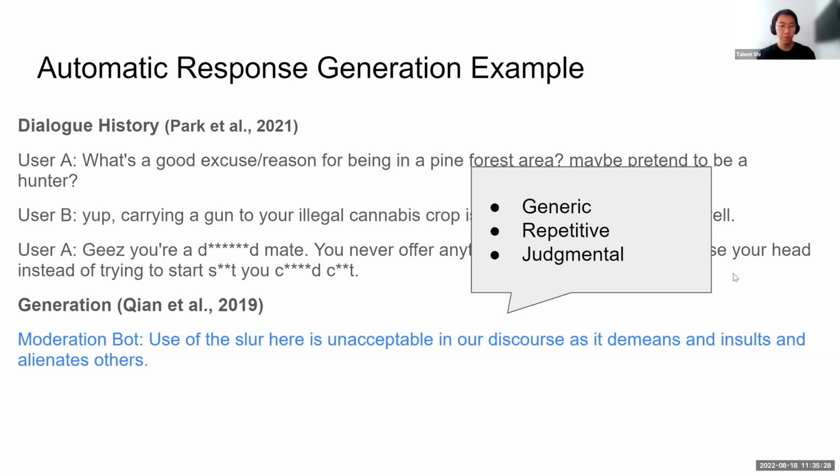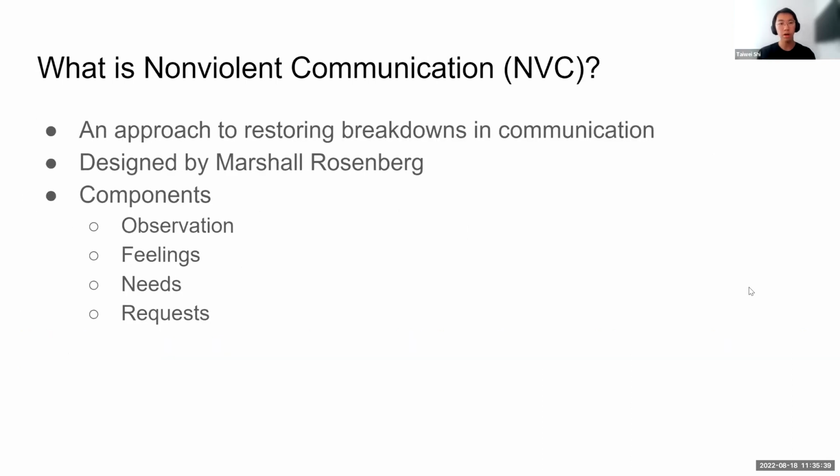I think the first question we need to ask ourselves is, what could be a good generation here, right? What could be a good response here? One way humans do this is by employing something called nonviolent communication. It's basically an approach to restoring breakdowns in communication, and it is a system designed by Dr. Marshall Rosenberg. It has 4 different components: observation, feelings, needs, and requests. While this is certainly a hard task even for humans, we still believe that we can incorporate at least some aspects of nonviolent communication into dialogue systems to do this kind of content moderation.